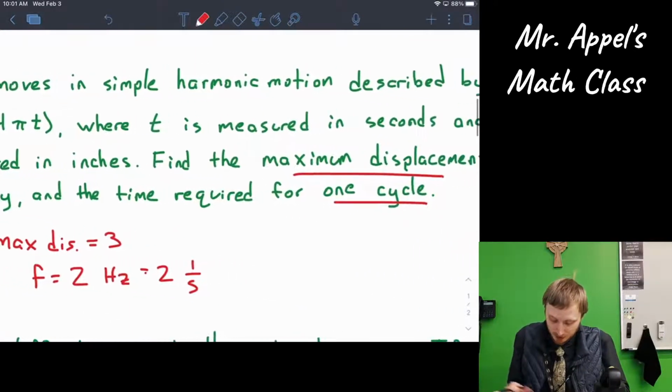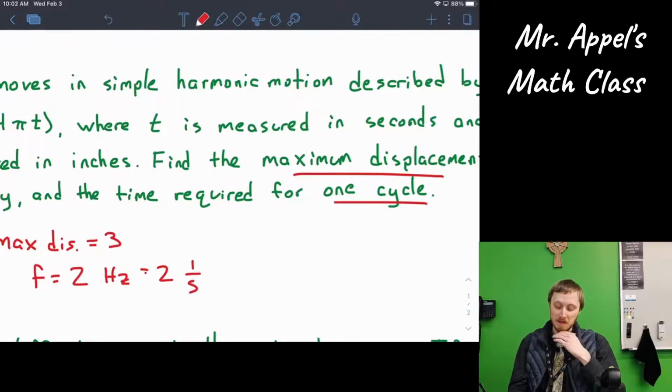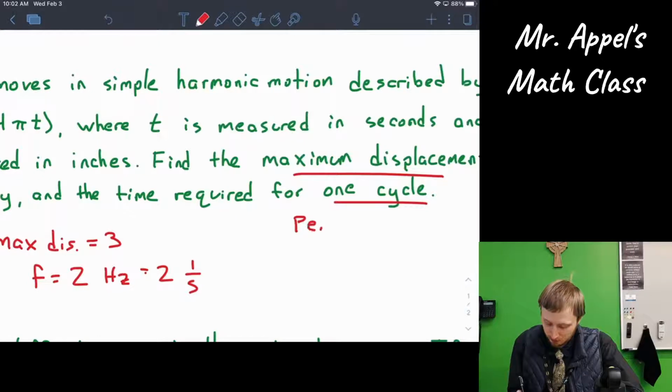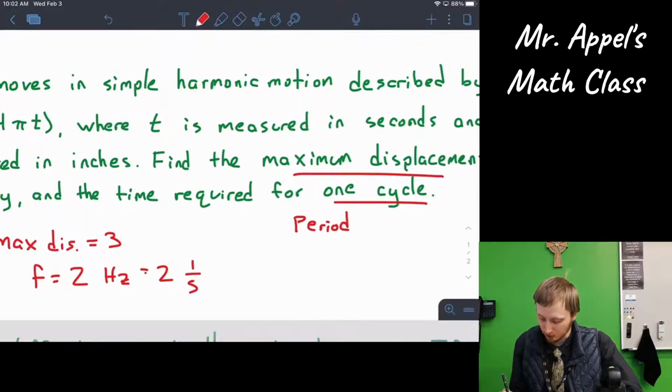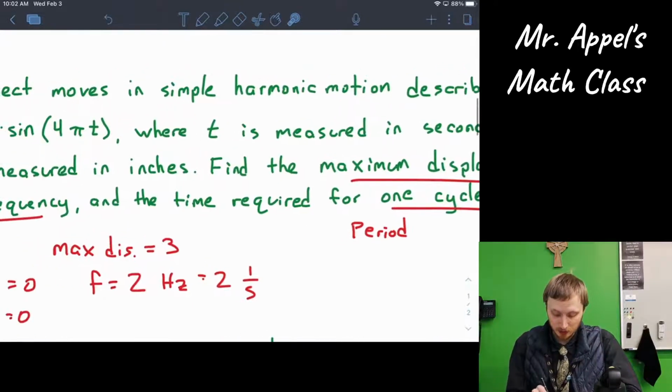And finally, we want the time required for 1 cycle. Oh. Time required for 1 whole cycle. Well, this is really neat. That would be called the period, right? So we know how to calculate the period of a sine function, right?